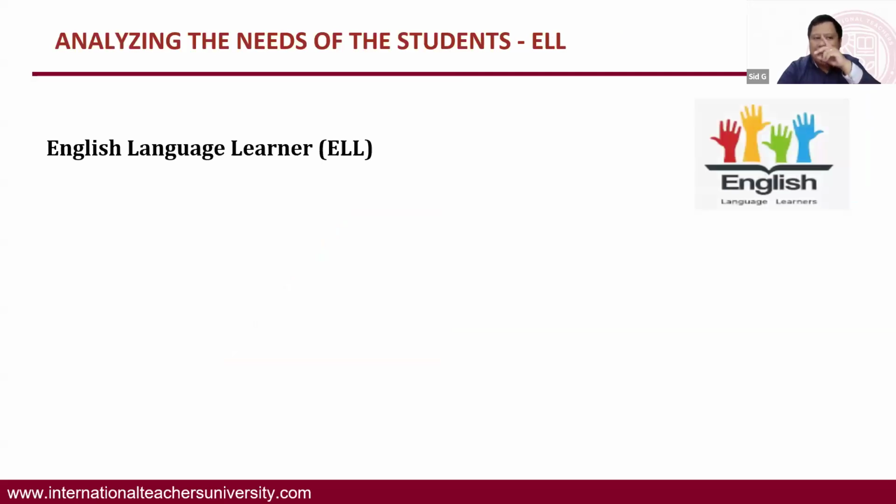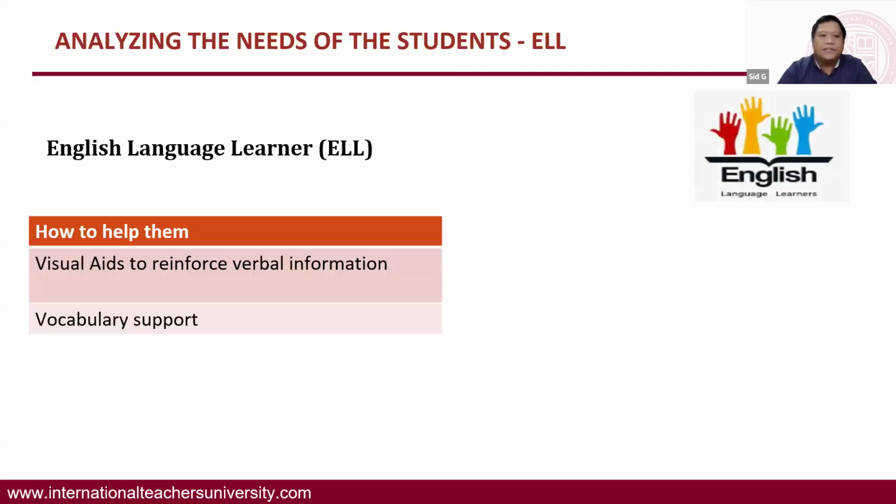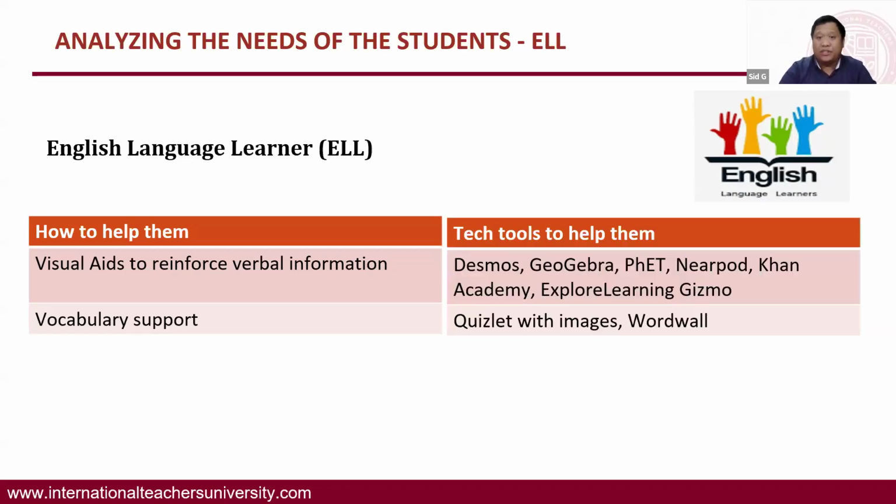Okay, for English language learners, visual aids to reinforce verbal information. Okay, and vocabulary support. Visual aids, like when teaching what is a fraction, what is a numerator, what is a denominator, it is really helpful for them if you have visual aids on the board, like where is the numerator, is the numerator the upper number or the lower number. Okay, and these are the tools that I've been using.